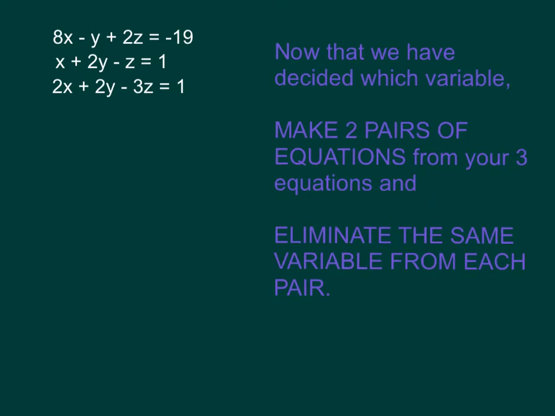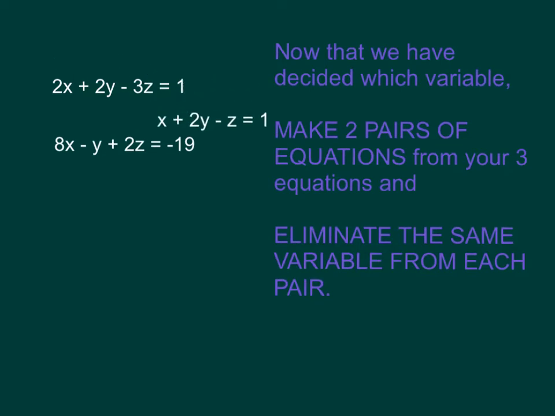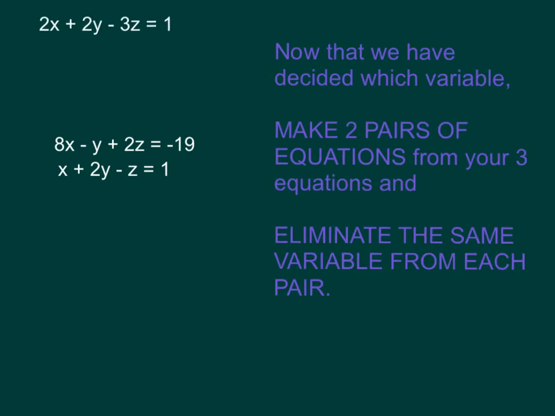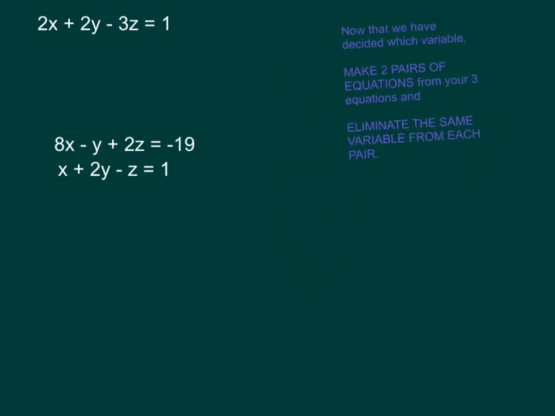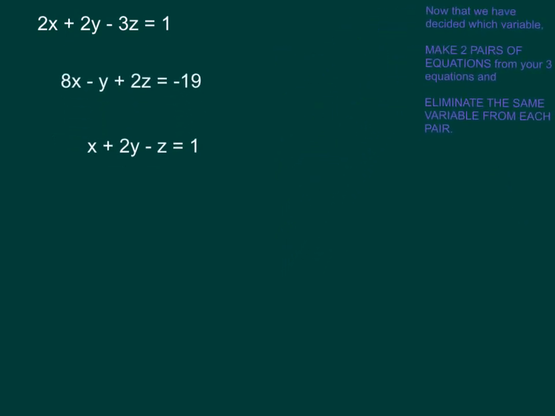So, let's go ahead and make our pairs and eliminate the y that we've decided to eliminate. So I'm going to pick my first pair of equations and I'm going to eliminate the y from that pair of equations. My first pair of equations that I'm going to use, let's use the 8x minus y plus 2z equals negative 19, and the x plus 2y minus z equals 1. And while we're doing that, we don't need that equation at all. We can just forget about it. Let's make ourselves some more room here. And let's eliminate the y.